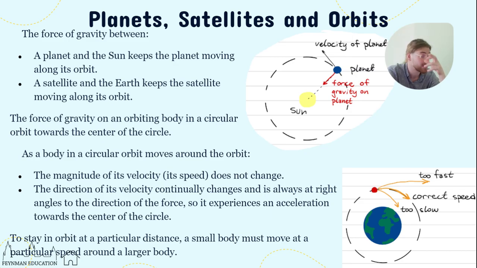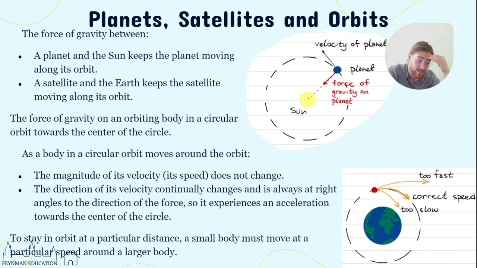Okay, so its speed doesn't change. Why is this? Because there is no friction in space. Okay, or very, very little friction in space. So as soon as the satellite has speed going around the Earth, its speed will not decrease unless something hits it, right?